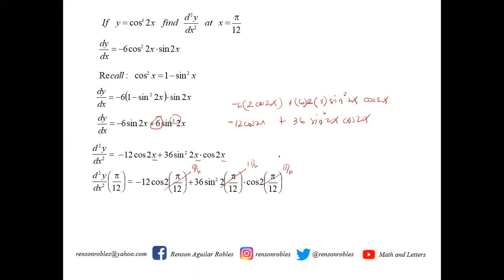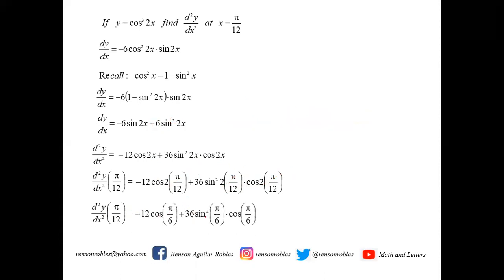So we shall have, okay, the second derivative of y in terms of x at pi over 12 is negative 12 cosine of pi over 6 plus 36 sine squared pi over 6 times cosine pi over 6. And to evaluate the value of cosine pi over 6 and sine pi over 6, we can use this triangle, okay?